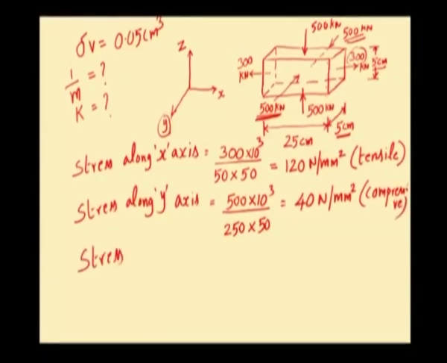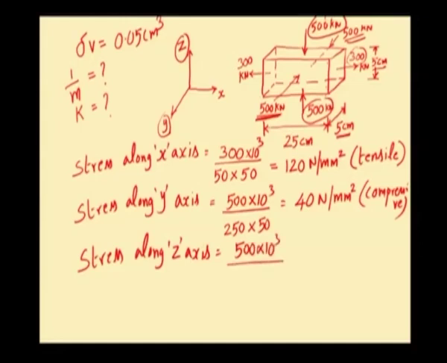Likewise, we shall calculate the value of stress along z axis. So, this is z axis, load acting along z axis is once again 500 kilonewton compressive force. So, it will be 500 into 10 power 3 divided by area normal to that force, which is 25 centimeter cross 5 centimeter. So, 250 into 50, which will give us the same 40 Newton per mm square compressive.